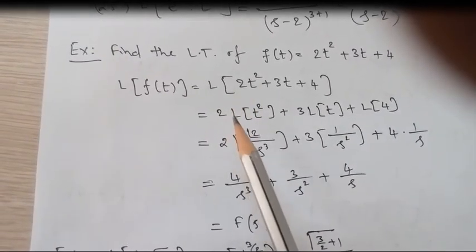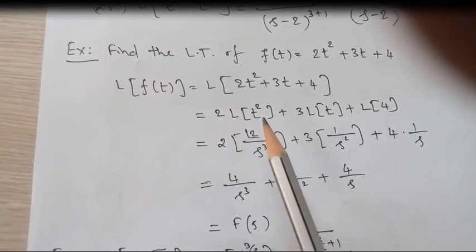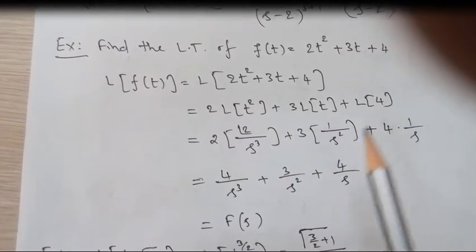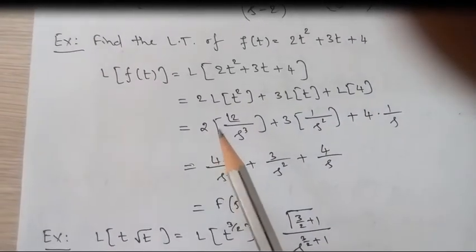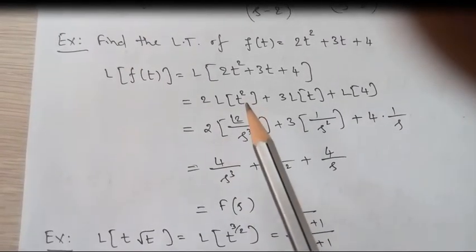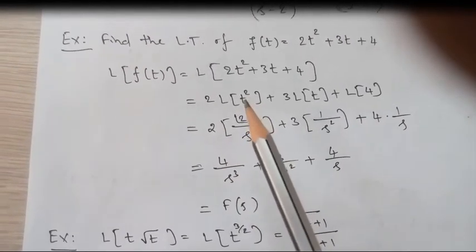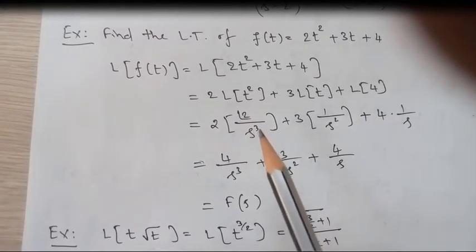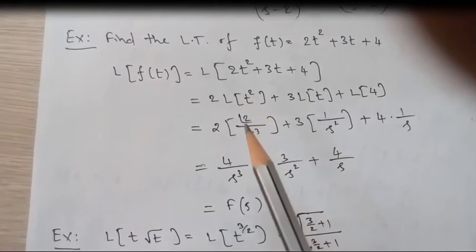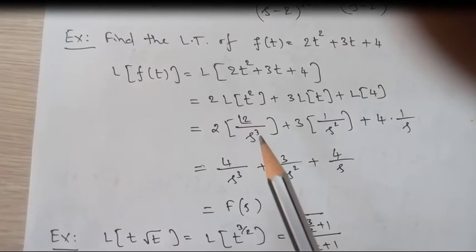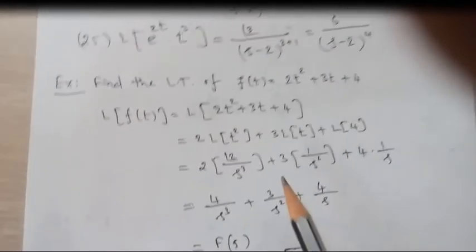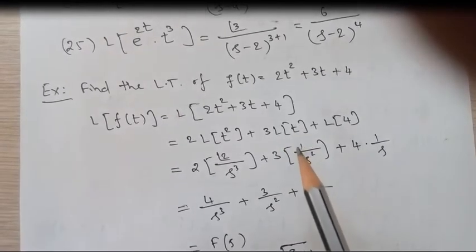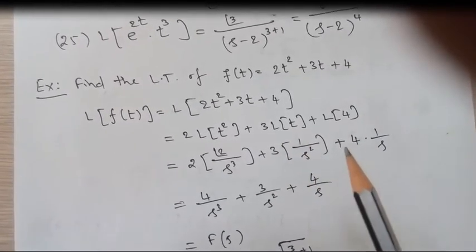Since 2 is a number, 2 into L of t square plus 3 into L of t plus 4 into L of 1. So 2 into Laplace transform of t square. As we know, Laplace transform of t raised to n is n factorial divided by s raised to n plus 1. So n is 2, so 2 factorial divided by s raised to 2 plus 1, which is 3, plus 3 times Laplace transform of t. n is 1, 1 factorial divided by s raised to 1 plus 1.